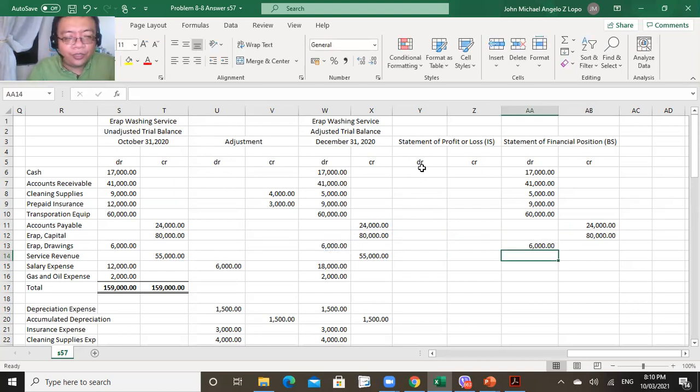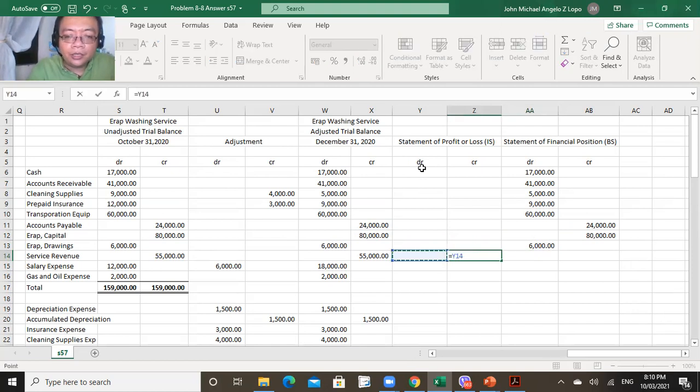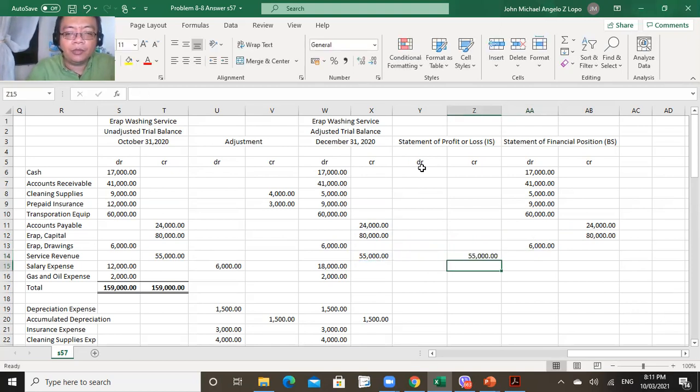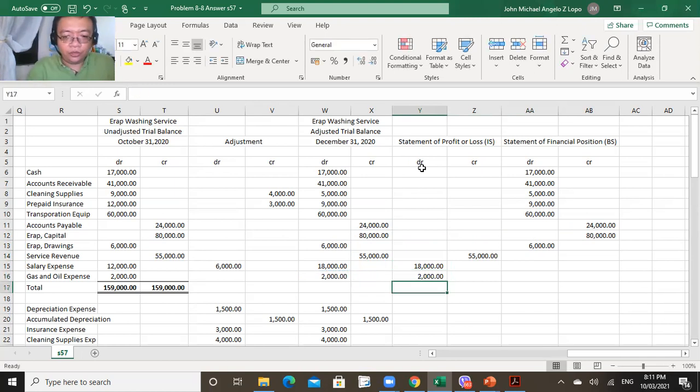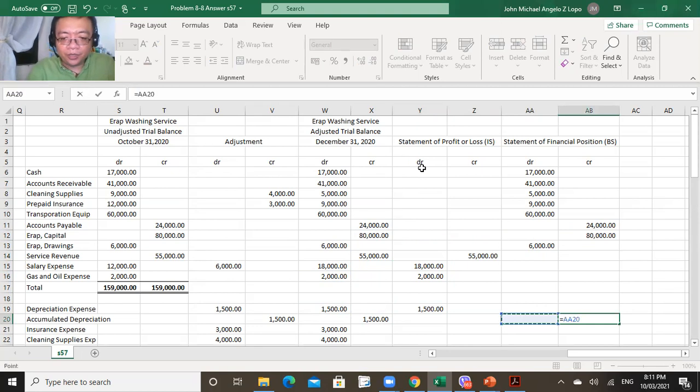Service revenue, of course. The service revenue will now become part of your income statement, 55,000. Also, salaries expense, and also your gas and oil expense. And also your depreciation expense. And how about your contra asset? Is part of your balance sheet.